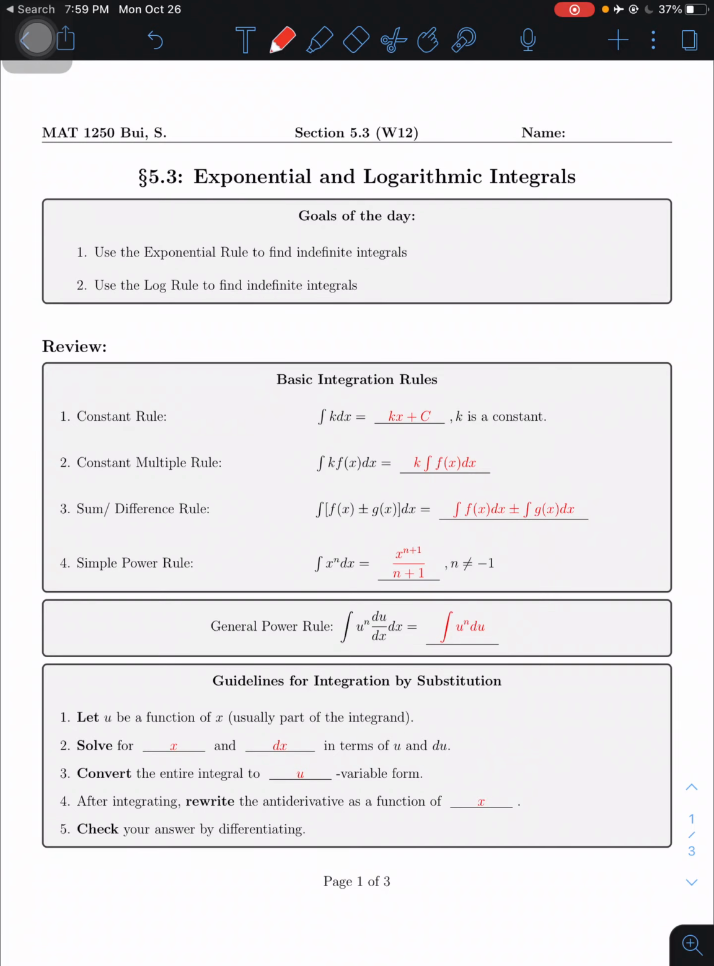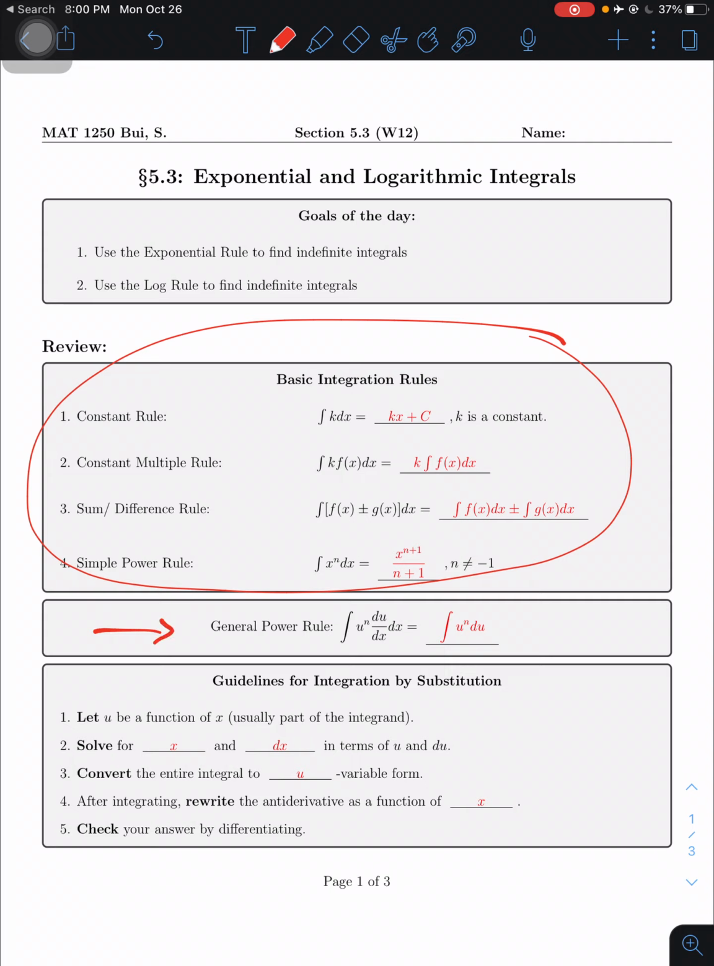Hey guys, last time in 5.2 we talked about substitution in integrals. So let's remind ourselves of some rules and how to do it. Before we jump into the concept of 5.3, here are the basic rules that we use for integration. Basically, it's just like the reverse version of what we learned about derivatives. And this one in here is a general power rule that we learned last time.